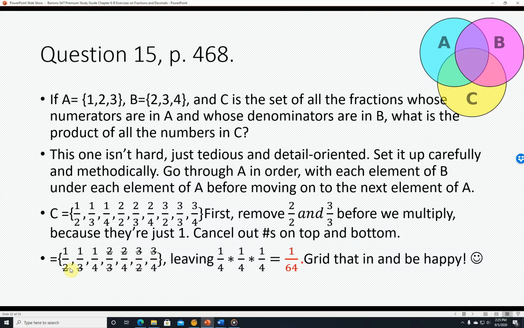Everything canceled out, all the 2s and all the 3s, so literally all we have is 1 over 4 times 1 over 4 times 1 over 4, which is equal to 1 over 64. So grid that in and be happy.